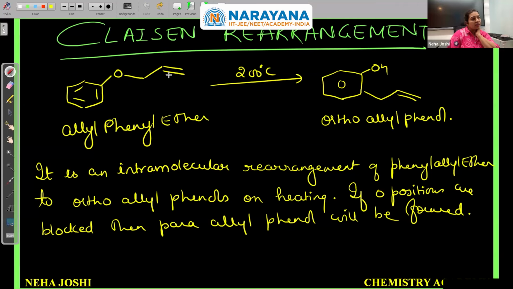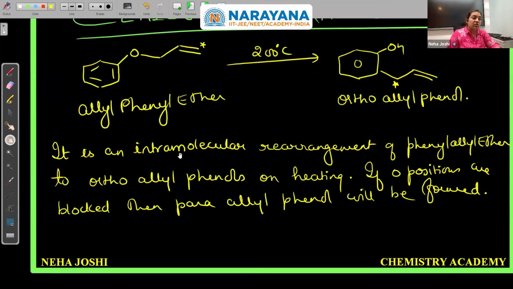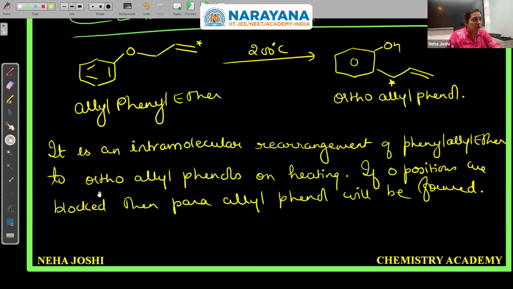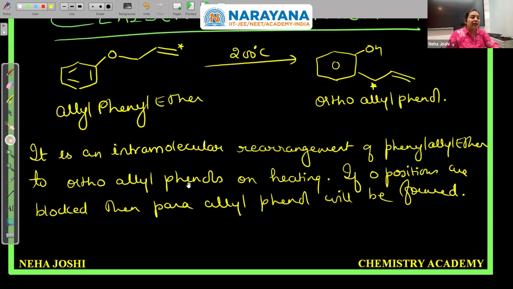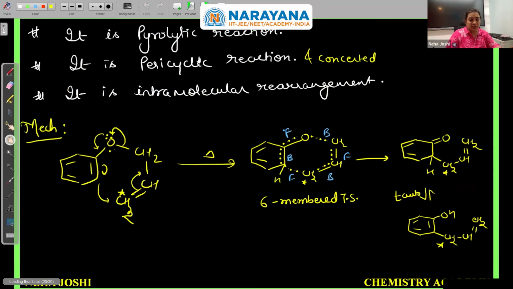Ortho-allyl phenol. And if I put a star marking, say if this is the terminal carbon I mark with this, then it comes here. It is an intramolecular rearrangement of phenyl allyl ether. Now this is intramolecular. The Fries we did was intermolecular. To ortho-allyl phenol on heating. If ortho positions are blocked, then para-allyl phenol will be formed. Let me explain how. So first, it is a pyrolytic reaction. You don't need any other reagent. It is pericyclic, that is, it proceeds through a cyclic intermediate and is concerted. It is intramolecular.